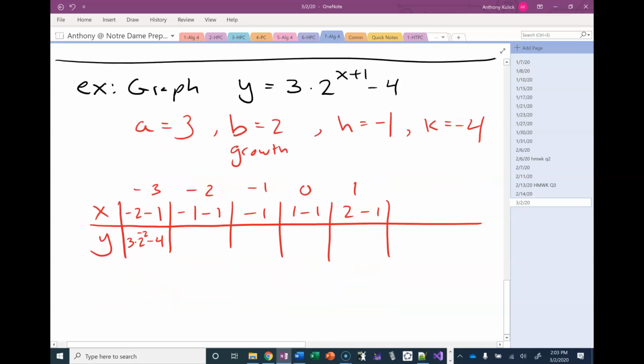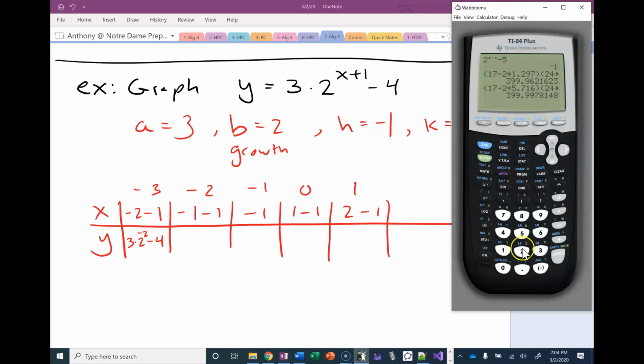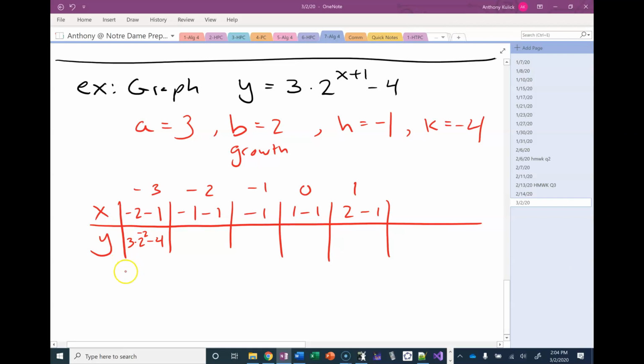Then I'll do a times b to the -2 minus 4. And we'll just type that into our calculator to get a decimal. I guess I could do it in my head. It's not that hard, but let's type it in the calculator just so you guys can see it, because this is probably something you wouldn't want to do in your head. I typed it in my calculator just like it looks on my sheet of paper, and I get -3.25.